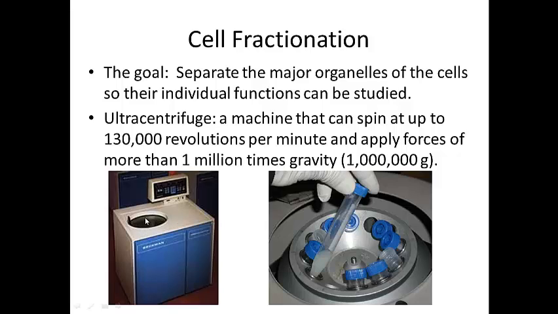And they just spin it down. And then take out what they need, study it, spin it again, take out what they need, and study it every time that they change the speed, change the G-force. They're able to isolate a different organelle and study that organelle's function within that cell. And that concludes chapter 6.1.